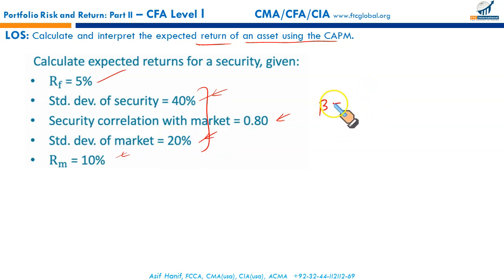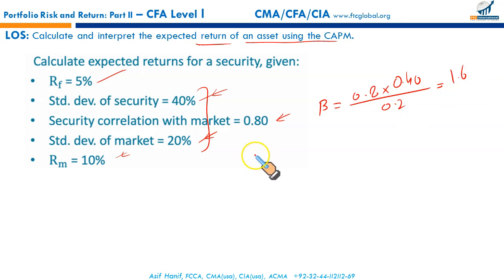It is equal to the correlation coefficient, that is 0.8, times the standard deviation of the asset, that is 40% or 0.4, and in the denominator we have the standard deviation of the market, that is 20%, 0.2. So if you simplify, that will be 1.6.